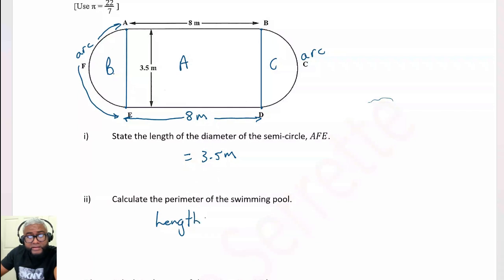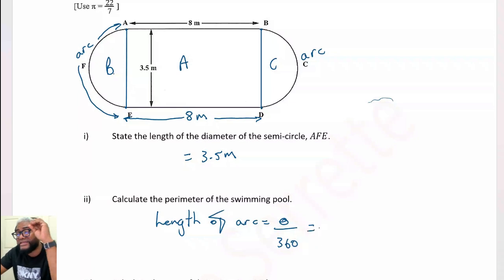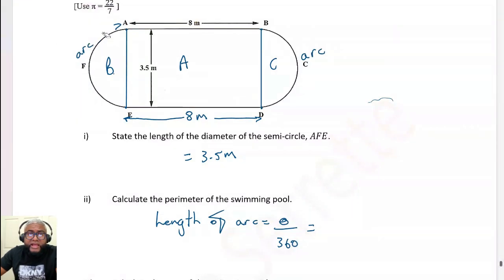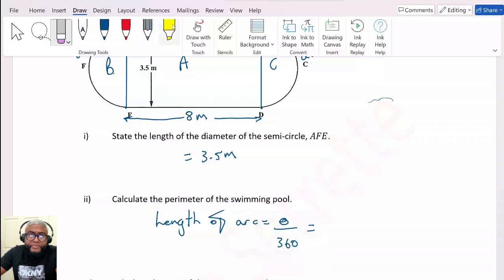Theta over 360 multiplied by 2 pi r. Right. Now, I hear people belting out these formulas, excellent, but when it comes time to use the formulas, we're not sure what to do. We're looking at a swimming pool here, guys. If I want the perimeter of the swimming pool, I want to highlight it because I'm not sure where we were looking at.